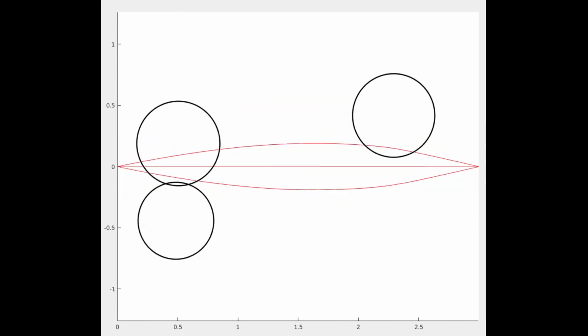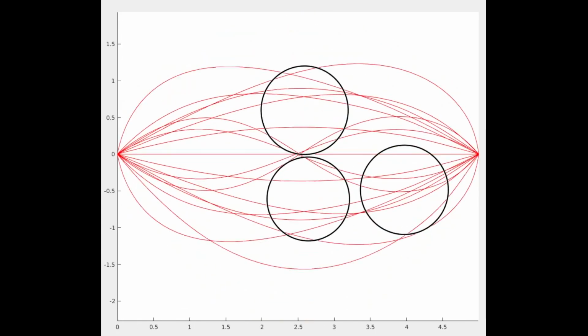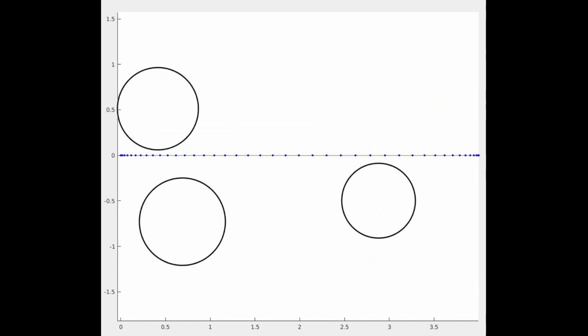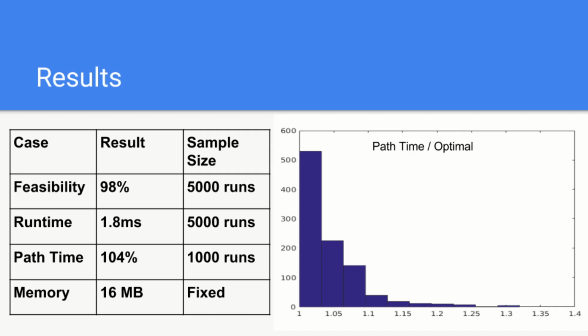However, our paths are slightly less efficient than optimal, and occasionally all of our paths will be blocked by obstacles. When tested over 1,000 runs, our algorithm found a solution 98% of the time, and on average was only 4% slower than pure trajectory optimization. As you can see in the histogram, there are some rare cases where a solution is 20 or 30% slower, but for the most part it performs very well.